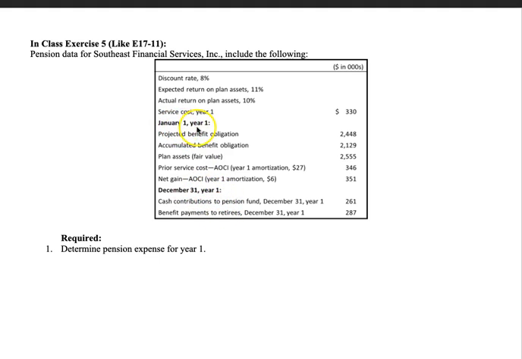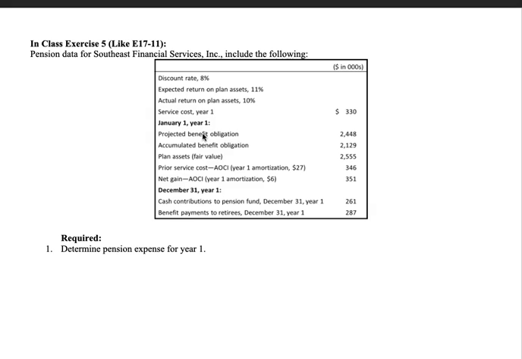So January 1, we started with a PBO of 2448. Accumulated benefit obligation. Now, you can read in the book, there's an accumulated, there's a vested, and there's a projected. GAAP requires us to use the projected, which is all encompassing in the future. The vested is the amount if all our employees retired today. So the vested benefit, VBO, is the vested benefit obligation. That's what you would have to pay out today if everybody retired at once.